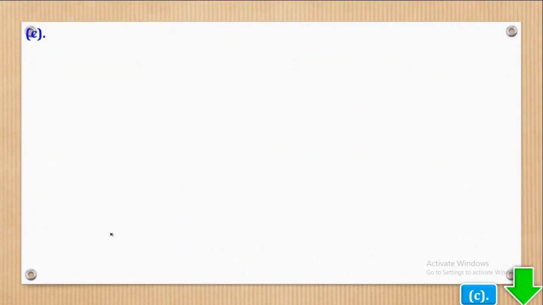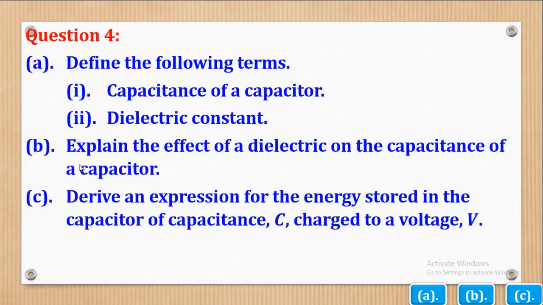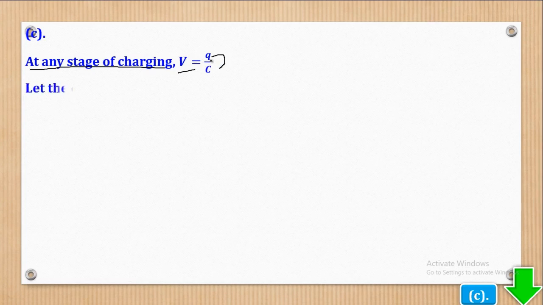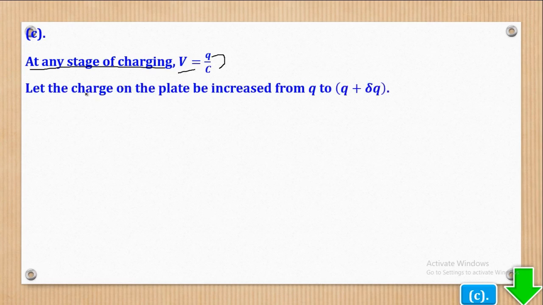So now we shall go to part C. Part C says derive an expression for the energy stored in a capacitor of capacitance C charged to a voltage V. So you say that at any stage of charging, V, which is PD, is equal to Q, which is charge, over C, which is capacitance. Now let the charge be increased from Q to Q plus a small change delta Q.